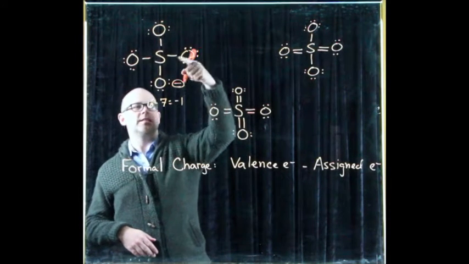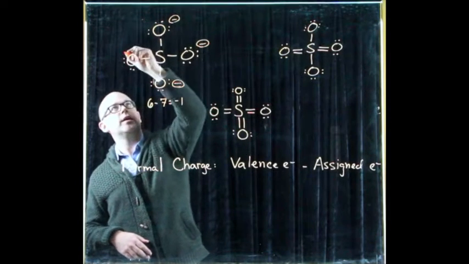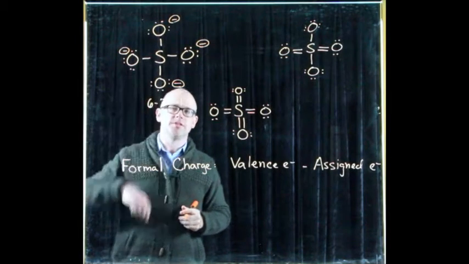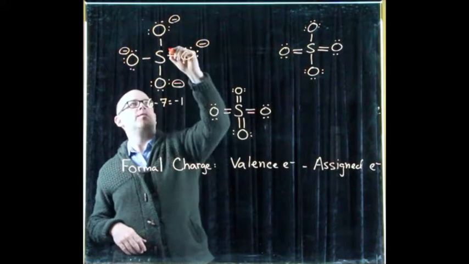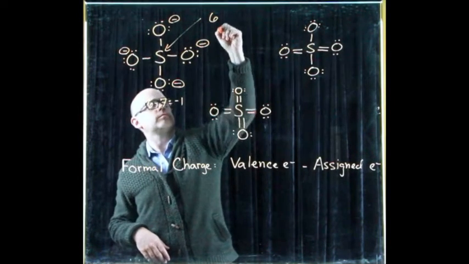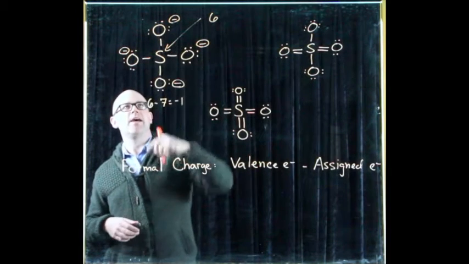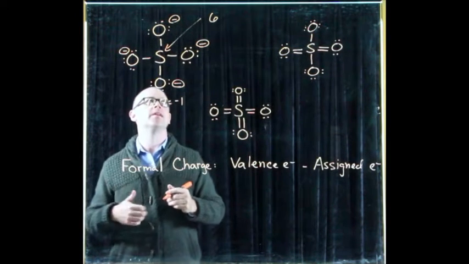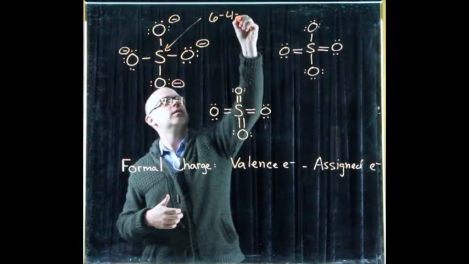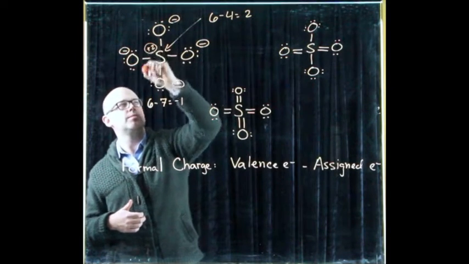If I do it here, it's exactly the same scenario, and again exactly the same scenario. Let's look at the middle sulfur here. The middle sulfur, again, has 6 valence electrons. How many assigned electrons are there? Well, we have 4 bonds, and 1/2 of the 4 bonds goes to that sulfur, so 6 minus 4 gives us 2. So on the central sulfur, we have a +2 formal charge.